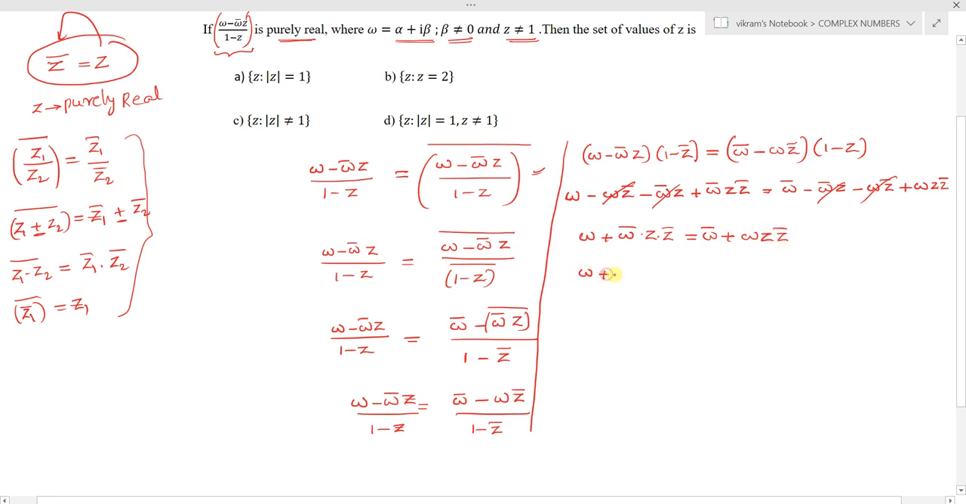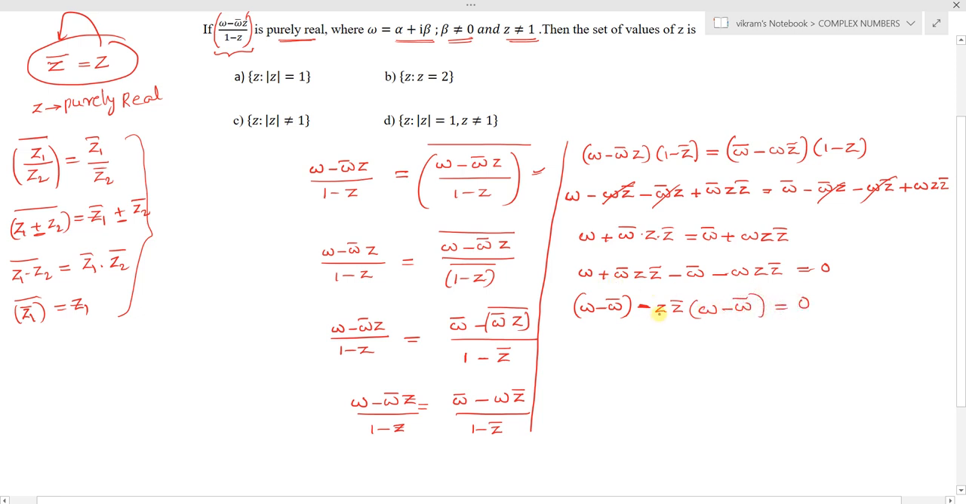We can write this as W plus W conjugate into Z conjugate minus W conjugate minus W into Z conjugate equals 0, and we can write this as W minus W conjugate as one term, plus, if we take minus Z into Z conjugate as a common factor, then we will get W, and over here we will get minus W conjugate equals 0.